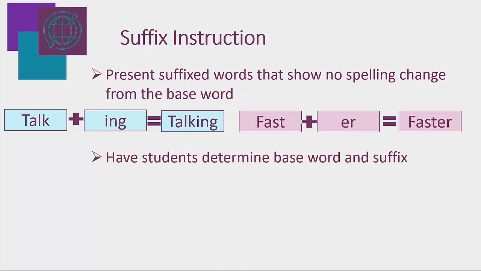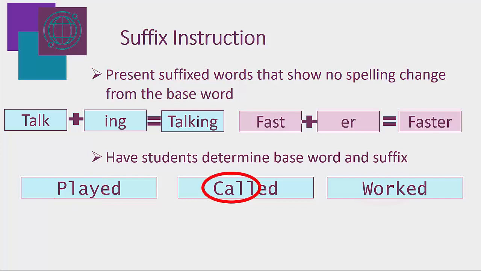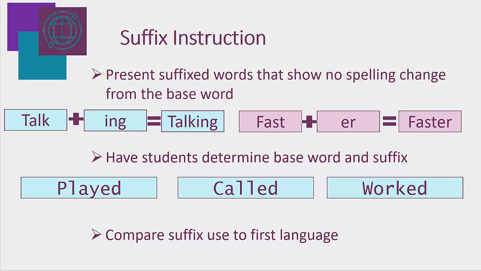Ask students to determine the suffix and base word. For example, if you have played, called, and worked, where are the root words? And have students interact with the suffix and notice how it may or may not relate to the first language structure. Look for those cognate connections.